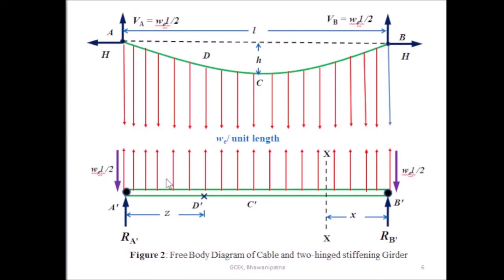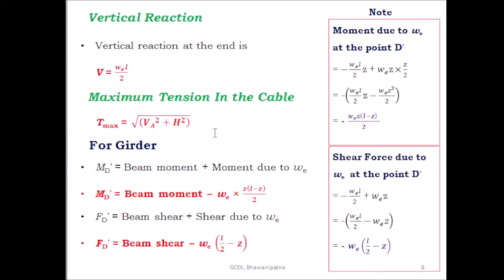And what is the W present for this portion? The total load on this portion is W into Z, and the moment about D dash is Z by 2, W into Z into Z by 2. But the moment rotating about the section D dash is in the clockwise direction, so you have to take this as positive. The anti-clockwise moment is negative and the clockwise moment you take positive. So minus WL by 2 into Z plus WZ into Z by 2.